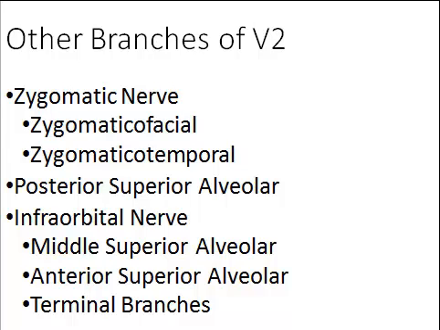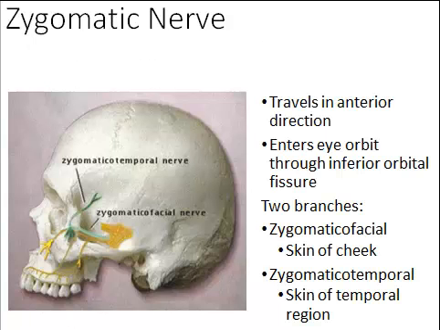So here are some other branches. We did the pterygopalatine branches of V2, and then we'll do the zygomatic branches, which include the zygomaticofacial and zygomaticotemporal. We'll talk about the posterior superior alveolar, the infraorbital, the middle superior alveolar, the anterior superior alveolar, and their terminal branches. So let's look at the zygomatic nerve.